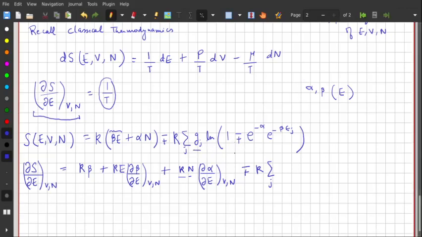Okay, we do it one step at a time. If we take the derivative of the log, that will become 1 over the denominator, 1 minus plus e to the power minus alpha times e to the power minus beta epsilon j. That's the derivative of the log, in which we kept gj constant, so gj goes in the numerator.